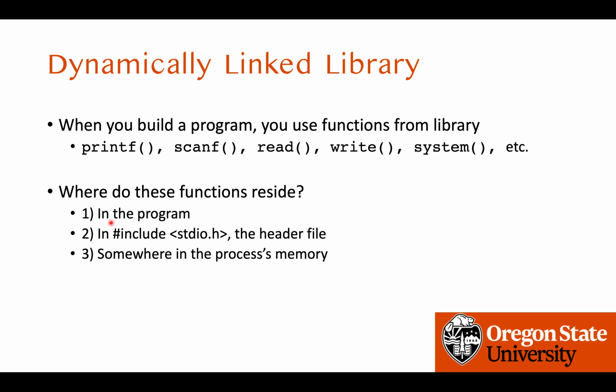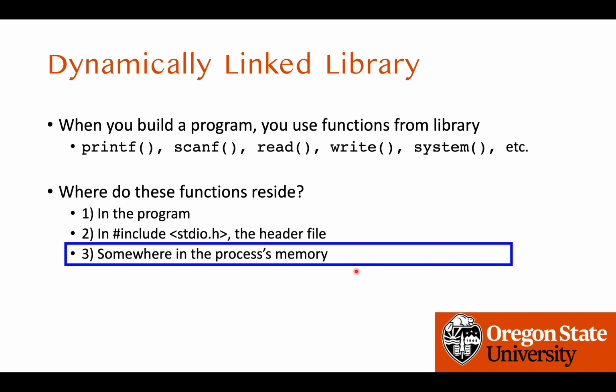Number 1, in the program binary. Number 2, in the header file, so it will be compiled with the program. Number 3, somewhere in the process memory prepared by the operating system. The answer is 3. Such functions are pre-mapped somewhere in the program's memory by the operating system.